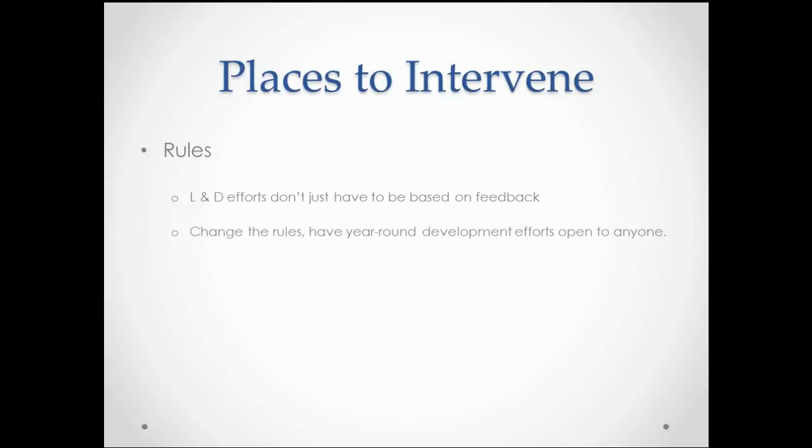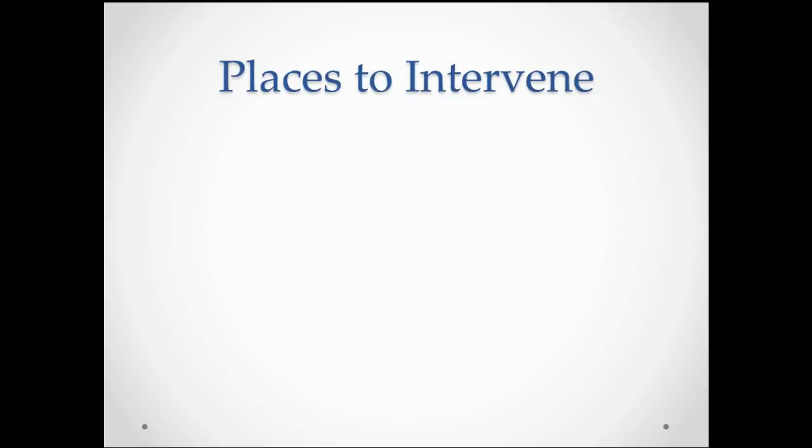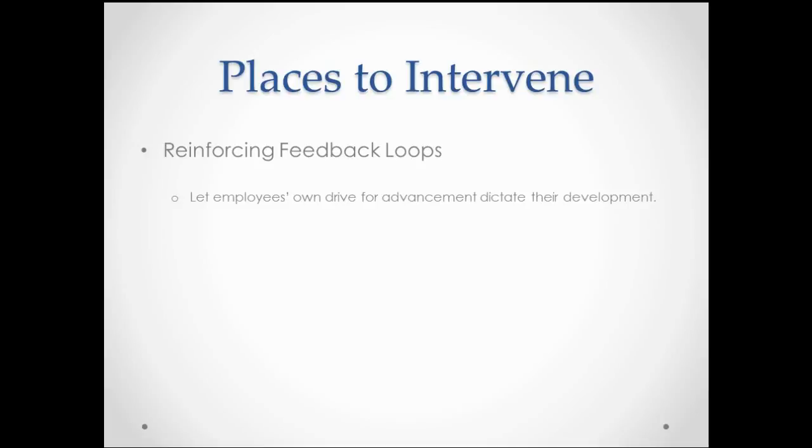The second intervention point is the reinforcing feedback loop. Instead of stunting this with a balancing feedback loop that limits the availability of development initiatives, let this run its course. Let the employee's own drive for advancement set the rules for their development. Shift the accountability for knowledge and skills to the employees. If they don't want to advance, they don't have to. But if they're driven, they have only their own limits stopping them.